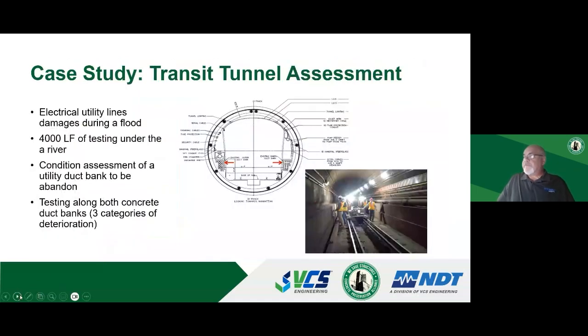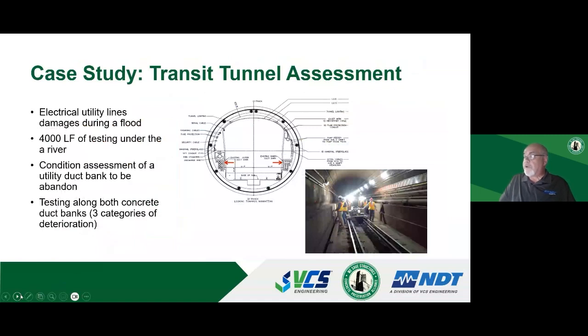A transit tunnel was flooded out, and the two duct banks in the middle image, shown right by that red arrow, had all of their power line and utility lines removed. But the question was, what's the integrity of the concrete duct bank? Nobody wanted to have concrete rubble fall on the tracks. So over a two-night period, we were able to assess about 4,000 lineal feet of both sides of the ducts. We had access at night, and we got information every 25 feet along there.